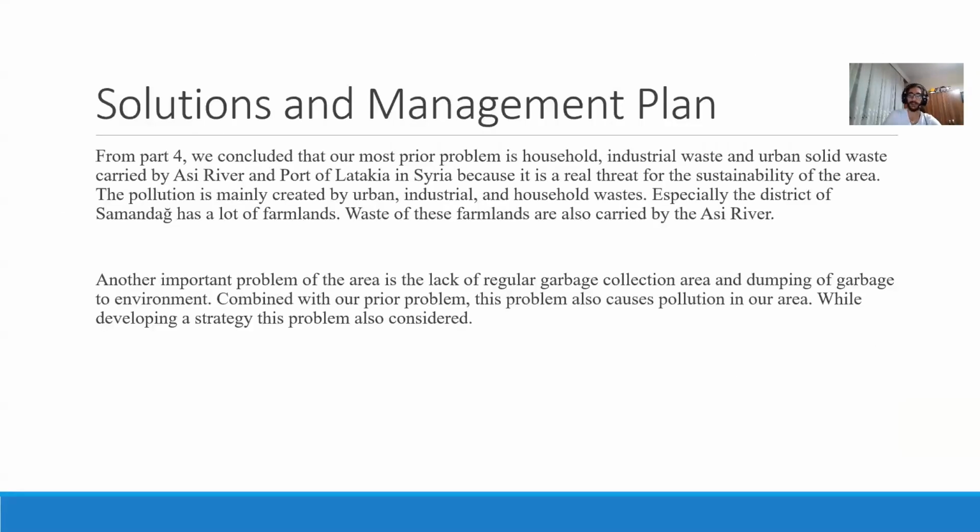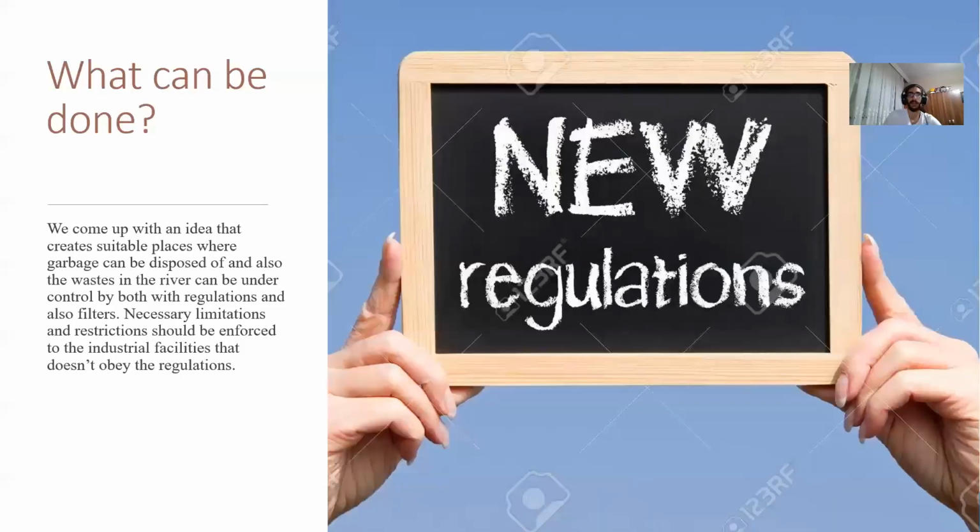Our solutions and management plans. From part 4, we conclude that our highest priority problem is household, industrial waste, and urban solid waste carried by the Asi River. Another important problem of the area is the lack of regular garbage collection areas and dumping of garbage into the environment. Combined with our priority problem, this problem also causes pollution in the area. While developing a strategy, this problem was also considered.